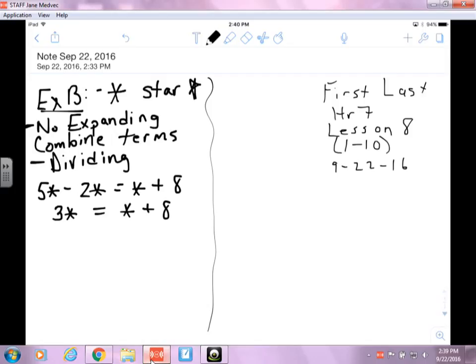Now, I need to do what? What can I do to each side? Subtract a star. So I'm going to minus a star, subtract a star. How many stars do we have left over? 2. 2 star equals 8.